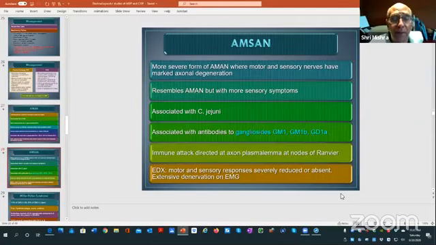AMSAN is not very common. It's like AMAN, except you have more sensory symptoms. And here, GM1 antibodies can be associated with this, okay? And the immune attack is against the plasmalemma and node of Ranvier.